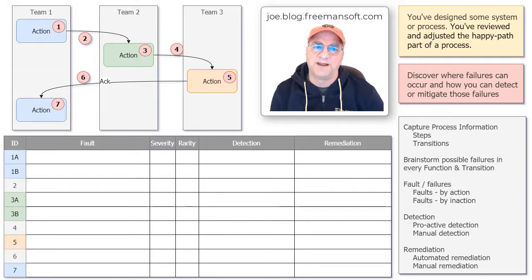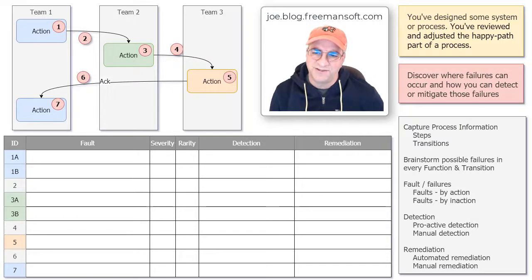Actually, I worked on a system where we had like 5 boxes. We ended up with 40 possible failure modes because we just brainstormed them all. And some of them we decided were so rare it didn't matter, or they weren't severe enough. Then we find the faults.